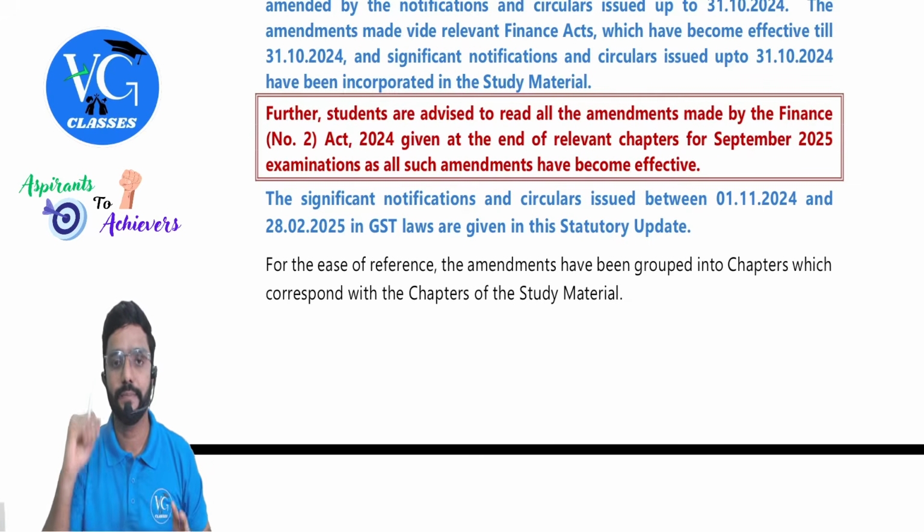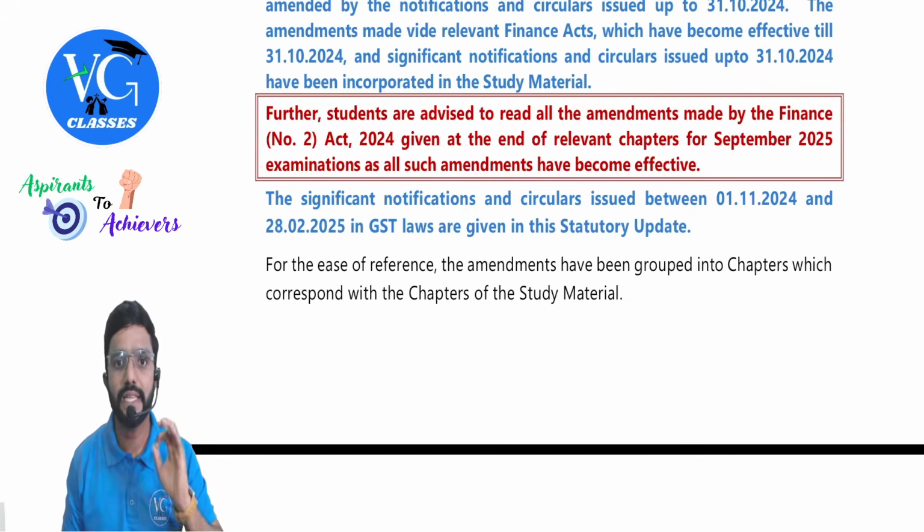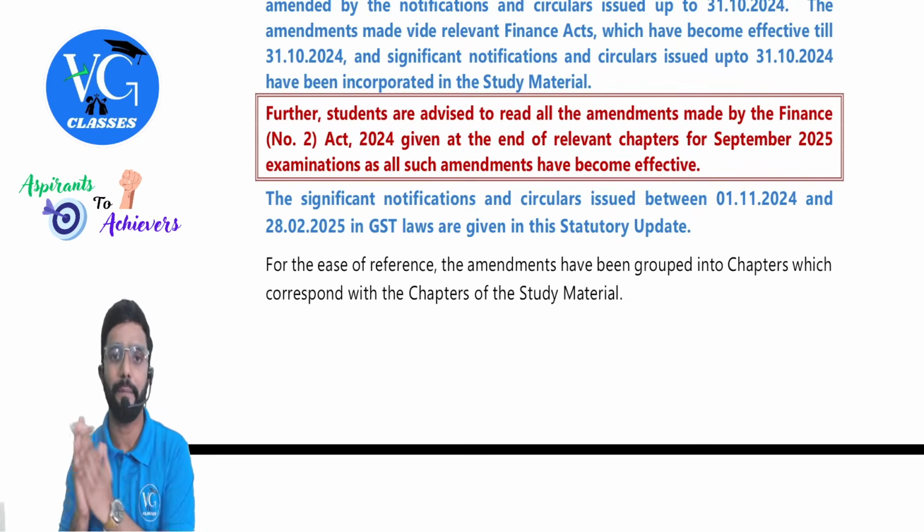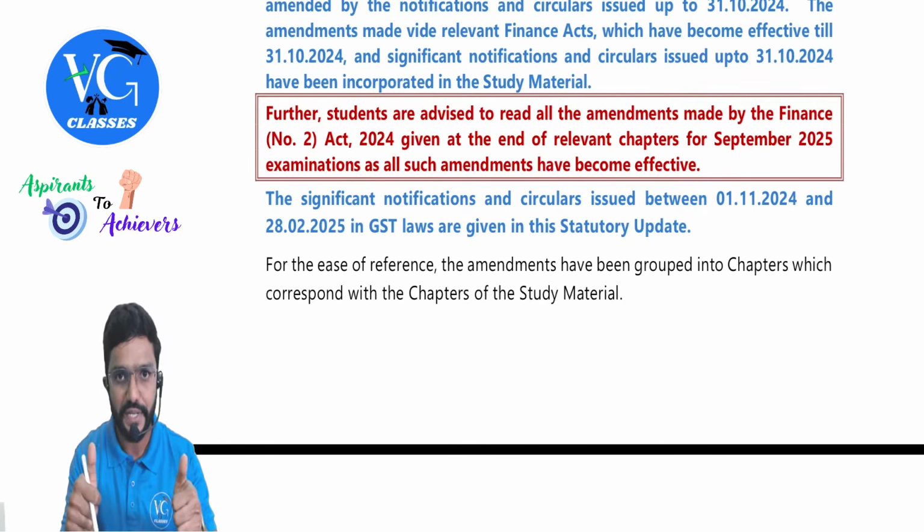I repeat again, guys. At the end of few chapters in the institute's latest study material, they have given few amendments, like one or two pages maximum. So those amendments are also made applicable for September 2025 exams. But those amendments I would not be covering in this video. Whatever I would be covering in this video is only what the amendments or clarifications are mentioned in the statutory update. I will make a separate video for those amendments, guys. Hope it is clear for you.